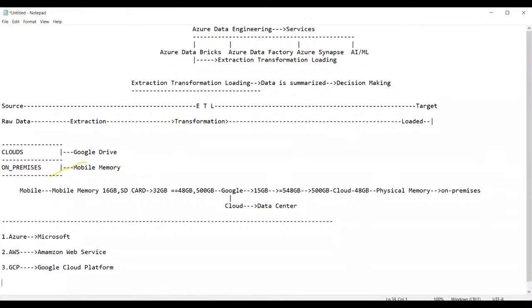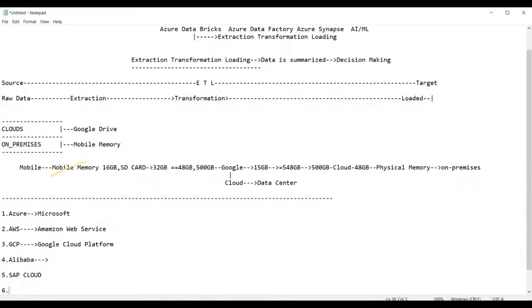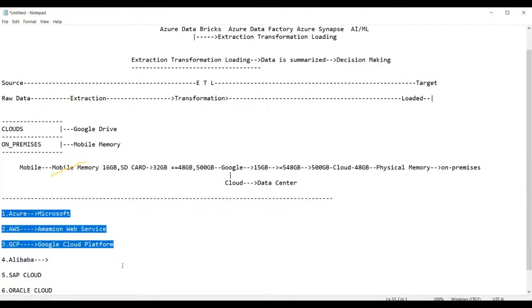Then we have Alibaba, a China-based cloud provider. Then we have the SAP Cloud, and likewise Oracle Cloud, and so on. These are all cloud providers, but the market leaders are the first three, and number one in providing cloud services is Azure.